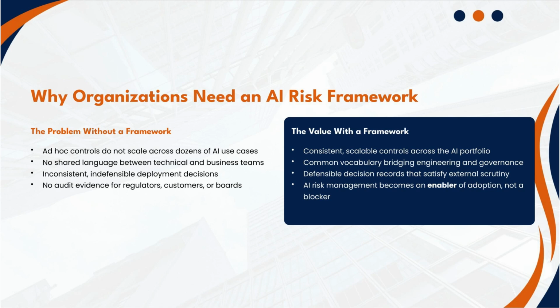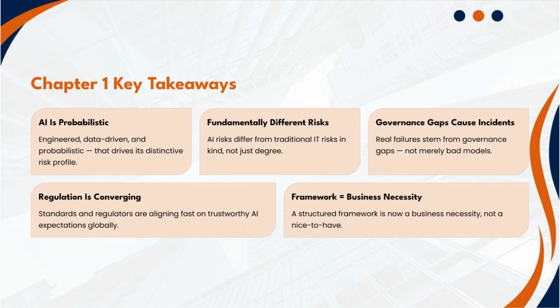Fourth, defensibility. When a regulator or a claimant asks why you deployed that system, "we followed a recognized framework and documented our reasoning" is a genuine answer. "We thought it seemed fine" is not. And fifth, speed. This surprises people. Teams with a clear framework ship faster because the questions are known in advance rather than discovered at the last review.